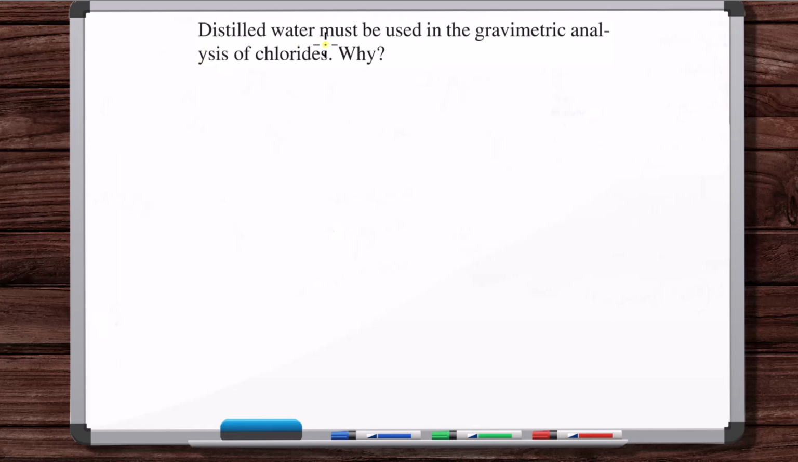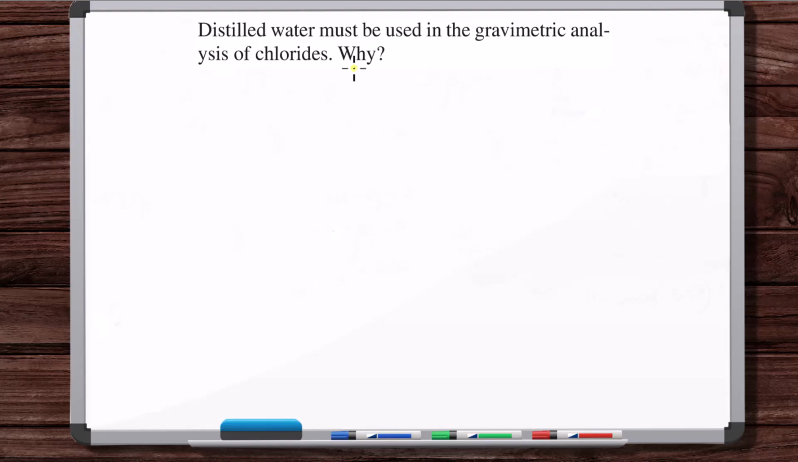Okay, distilled water must be used in gravimetric analysis of chlorides. Why? Distilled water really should be used in any gravimetric analysis because non-distilled water like tap water contains ions from dissolved minerals, salts, and gases, which could interfere with the analysis.